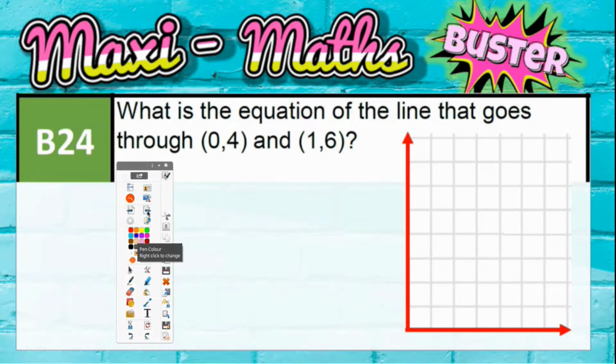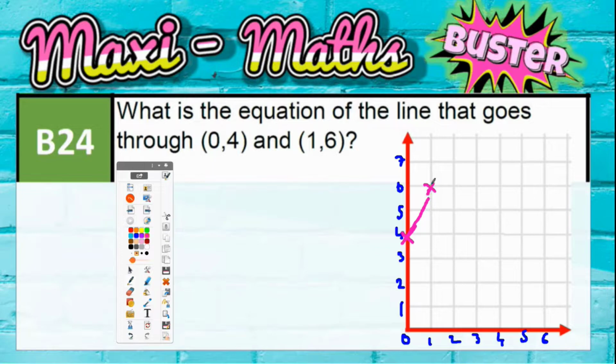Question B24. What is the equation of the line that goes through (0, 4) and (1, 6)? So the first thing we better do is plot this line. So let's get some numbers on the axes. Best thing to do is sketch a pair of axes. There we go. Now plot the points. So (0, 4) is there and (1, 6) is there.